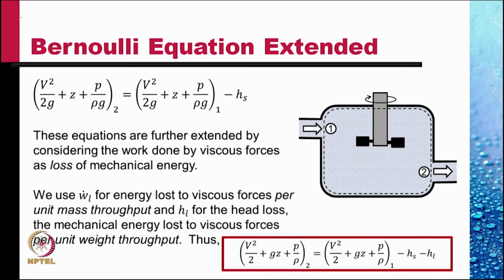The total head at the outlet is equal to total head at the inlet minus Hs, the head of work done by the shaft, minus HL, the head loss due to viscous stresses. This is known as the extended Bernoulli equation or engineering energy equation, any of the two names.